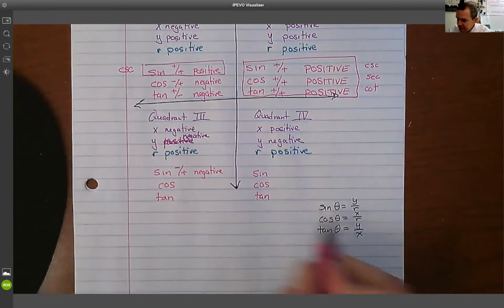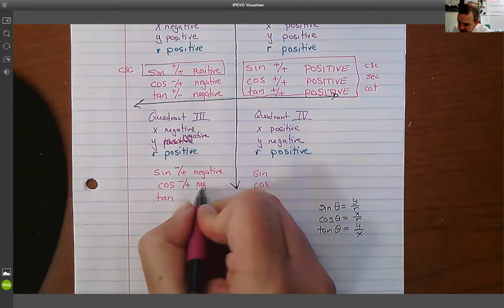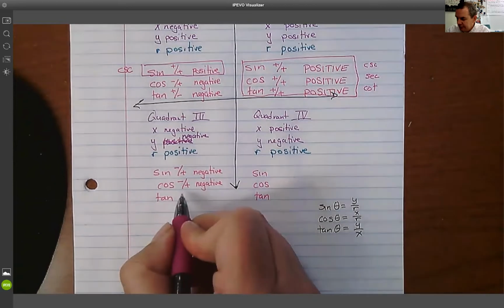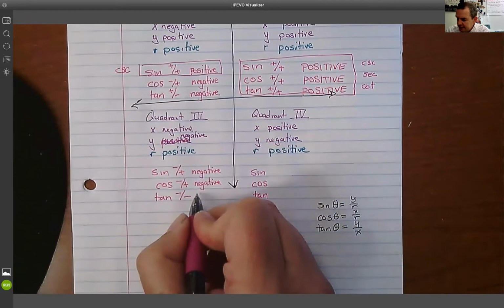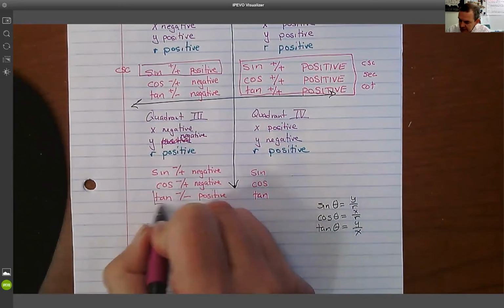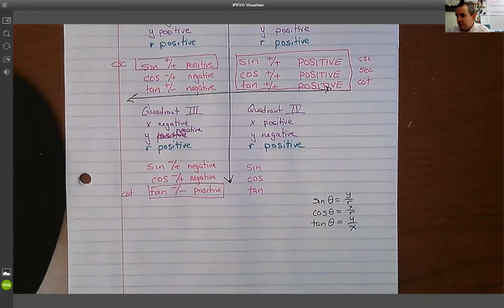Cosine is x over r. Well, x is negative, r is positive. This is also negative. But y over x is going to give me a negative divided by a negative. Y is negative, x is negative. That's actually going to give me a positive. So that tells me in quadrant 3, tangent is positive, by extension, cotangent is positive.